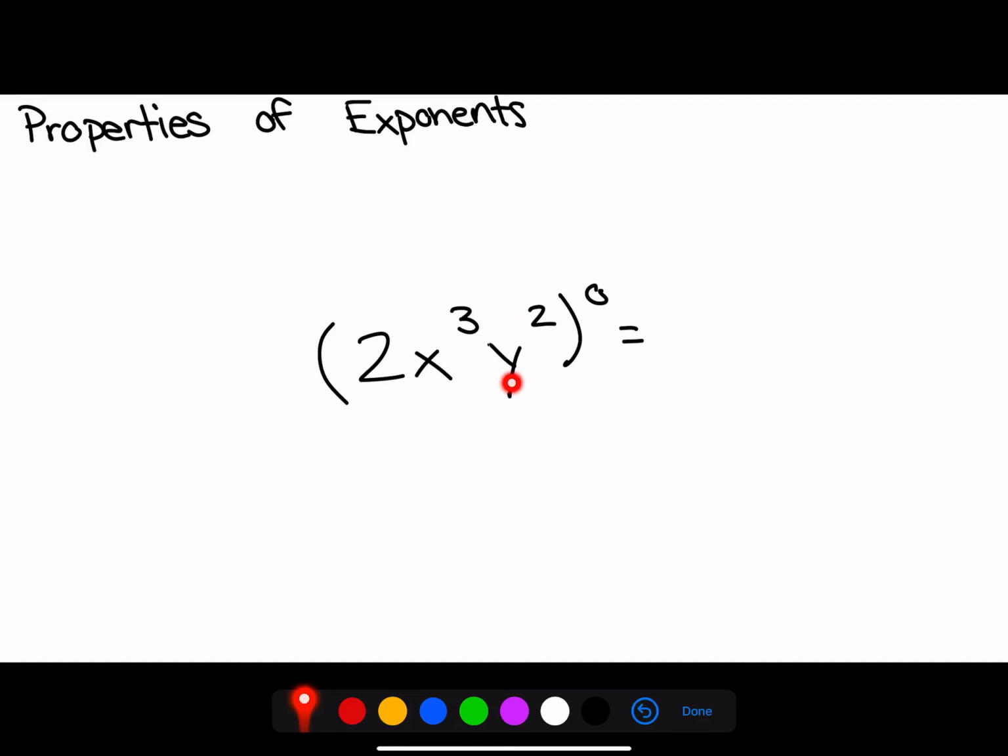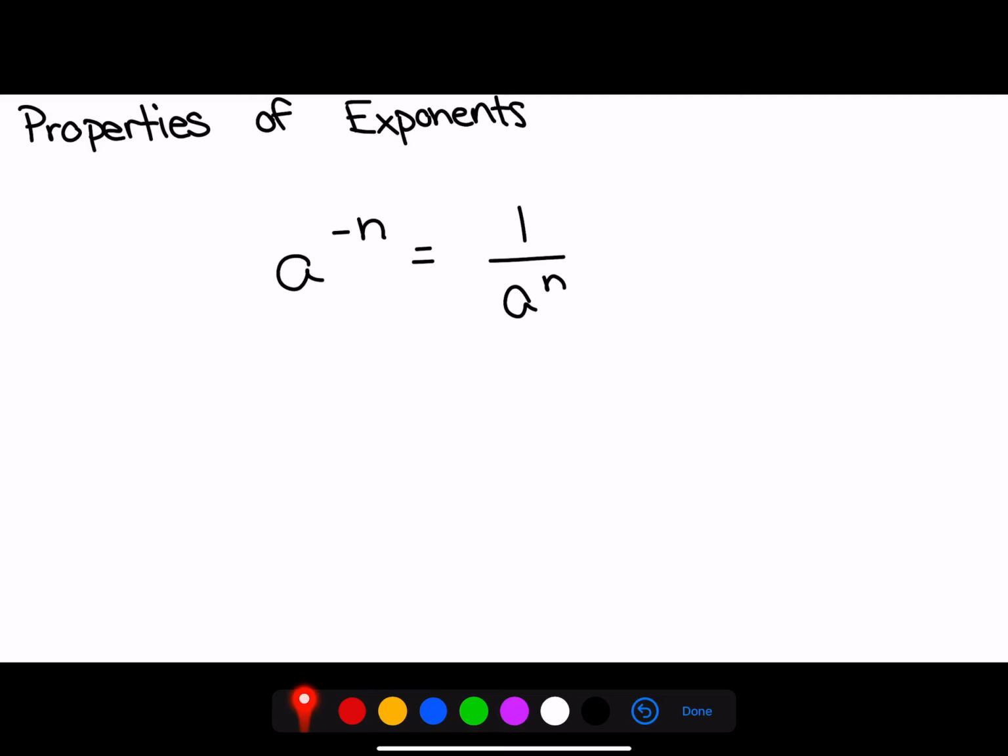2x to the third power, y to the second power, all raised to the 0 power. Again, I'm just going to spread this 0 to everything. This gives me 2 to the 0 power times x to the 3 times 0. Well, again, this is a power raised to a power, so this would be multiplying, if we recall our properties. So 3 times 0 is 0. And then 2 times 0 is 0 as well. Well, if everything is raised to the 0 power, that's just equal to 1.